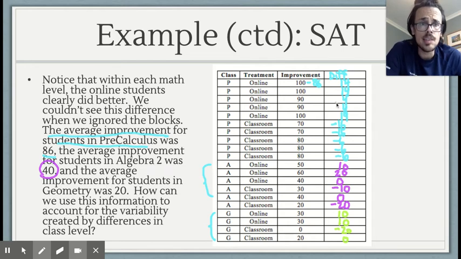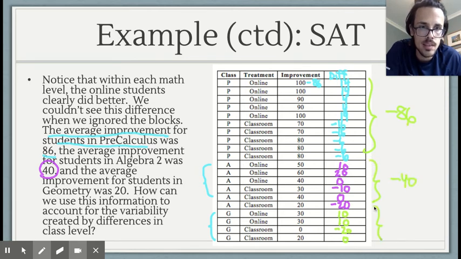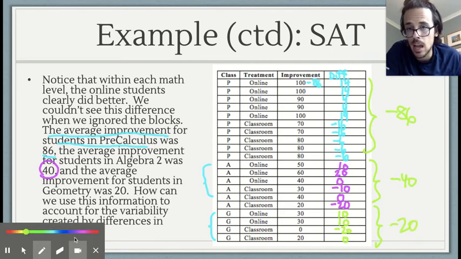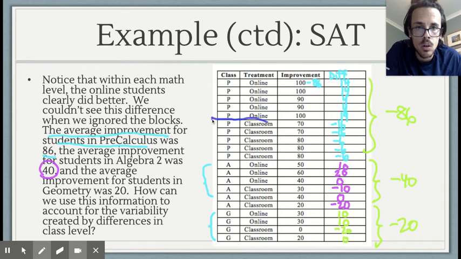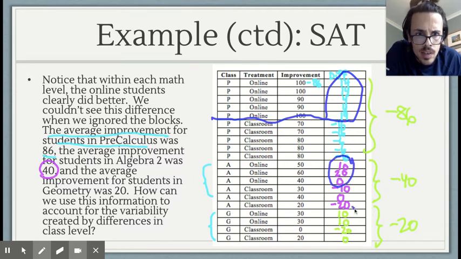So what this did is it basically leveled the playing field in a way by removing the advantage of being in that class, so to speak. These ones got 86 points knocked off, these ones got 40 points knocked off, and these got 20 points knocked off. Now that all the kids are more or less on the same playing field and we eliminated the advantage to being in a certain math class, what we could do now is look at all of our online kids. So these guys are online, these guys are online, and these guys are online.